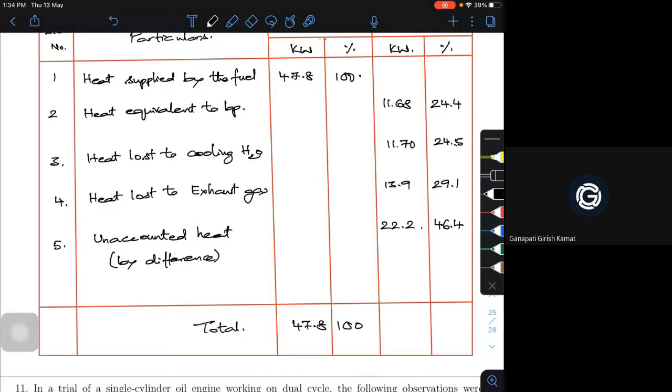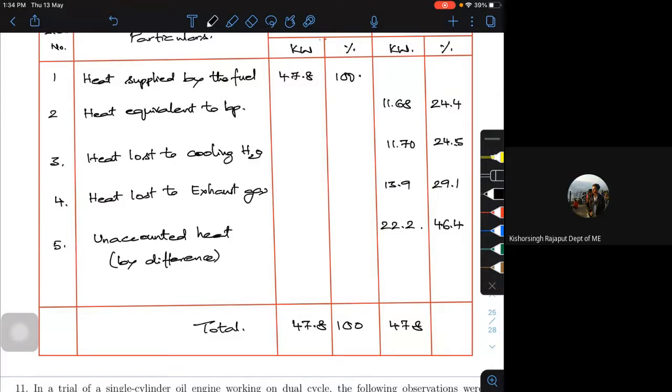So you add up everything, 11.68, 11.7, 13.9, 22.9. It has to be roughly around 47.78 or something. This also should come to 47.8. And if you add up everything, it may come to around 99.98 and so on. This also should add up to 100%.